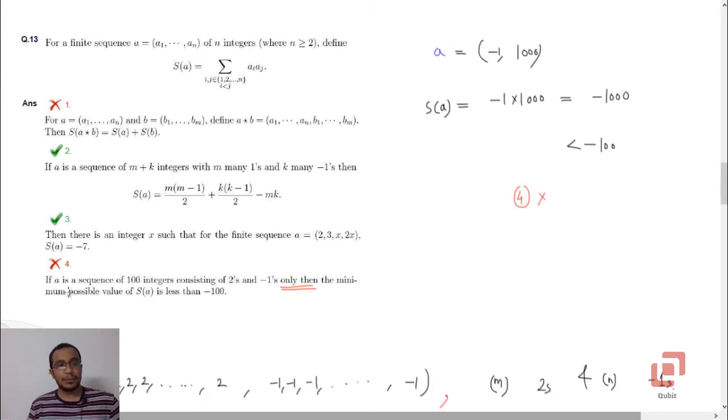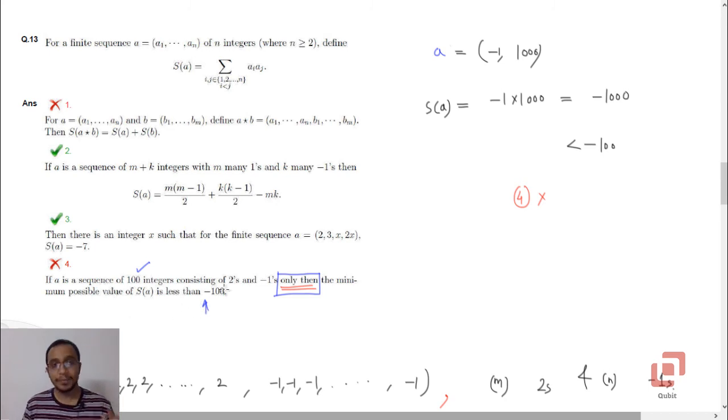Option 4 reads, if a is a sequence of 100 integers consisting of 2's and minus 1's only, then the minimum possible value of SA is less than negative 100. Now the word 'only' is important. These words indicate that we cannot find any other sequence which doesn't satisfy this requirement of 100 integers consisting of 2's and negative 1's. There is no other sequence for which SA is less than negative 100.